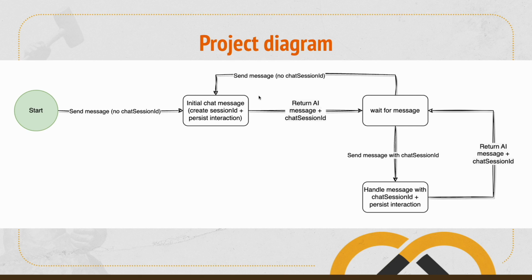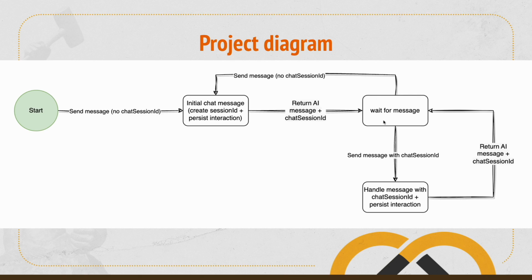The application will create a new chat session ID, and then it's going to persist on a database the user message with the chat session ID, interact with OpenAI models, receive the message from OpenAI, and then persist the AI message along with the chat session ID locally in our application and remotely on our MySQL database. And then it's going to return to the user the AI message and the new chat session ID, and then the machine will wait for the next message.